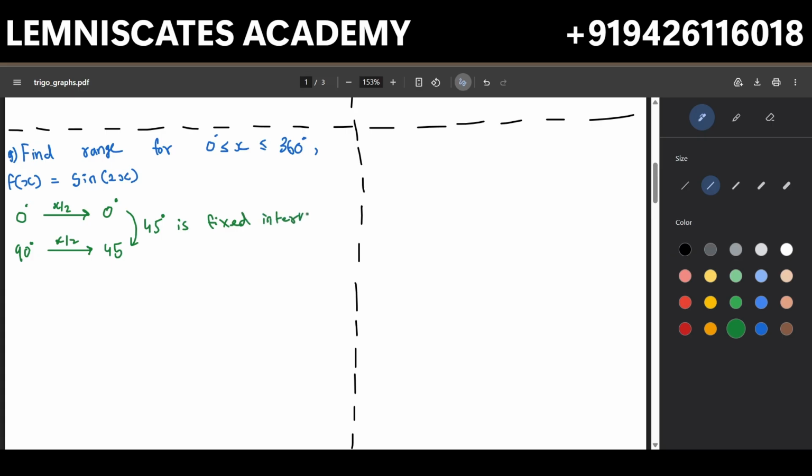Please know over here, finding the fixed interval is important, and then the cycle will repeat on the same thing. Just know that this is your new starting value.